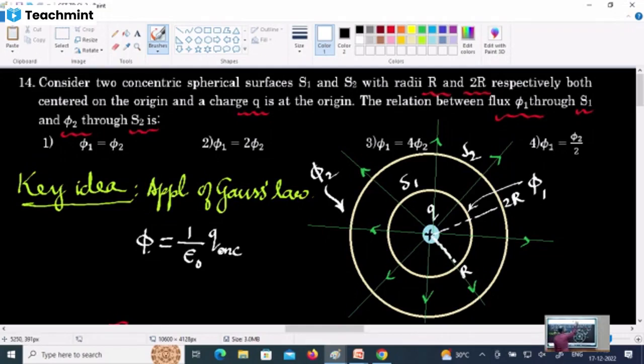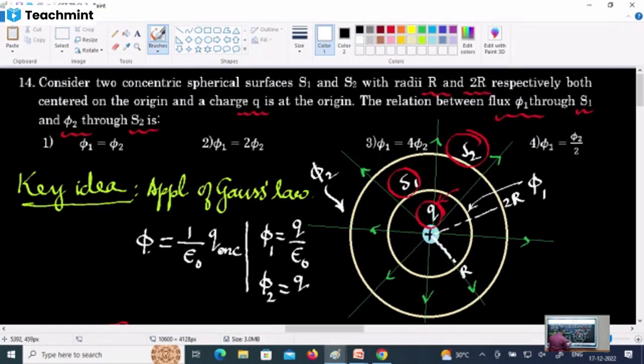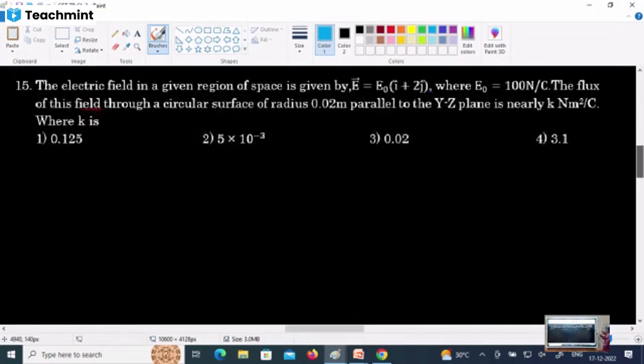Now see, S1 encloses the same charge q and S2 also encloses the same charge q. Because the two enclose the same charge, we can write phi1 is equal to q by epsilon naught. Phi2 is also q by epsilon naught. Since the two are identical, we can write phi1 equals phi2. Therefore, the correct answer is the first one. I hope that is understood. Let us proceed towards question number 15 of the previous worksheet.